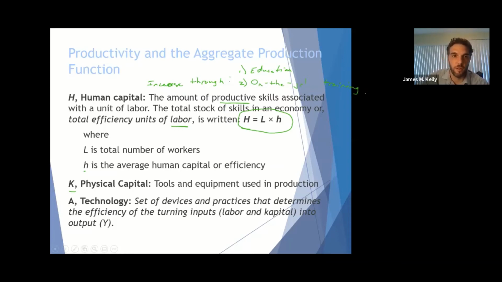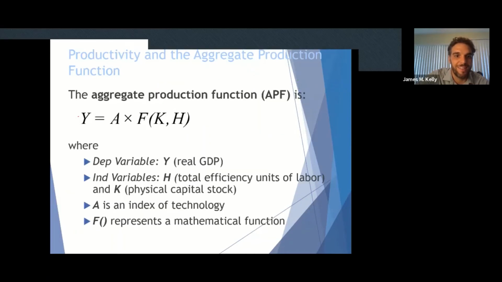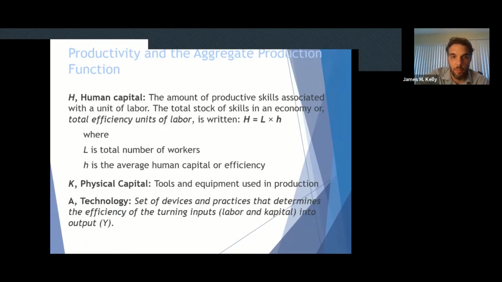Right, that's how we increase our human capital. Again, technology is used as an index to determine how efficient the production process is at turning inputs into output. Okay, how efficient we are at turning inputs into output. So technology, generally speaking, is just the process of turning inputs into output. So when we have this index, this A from the previous slide, this is just indexing how well we turn those inputs into output.